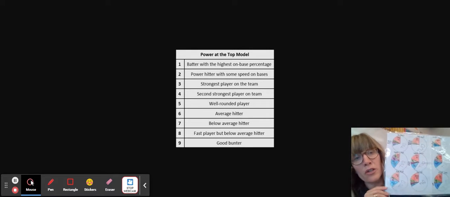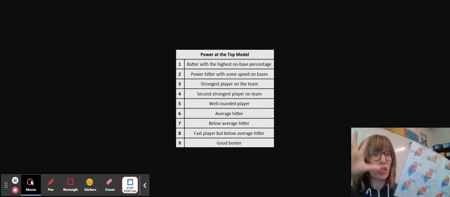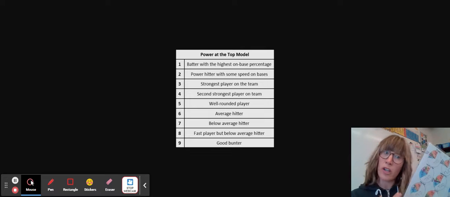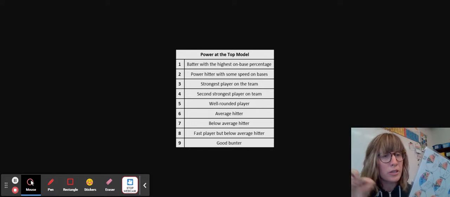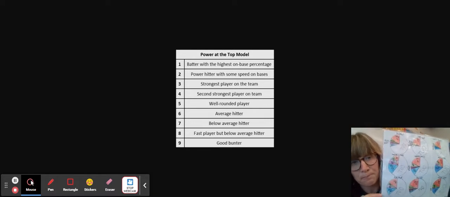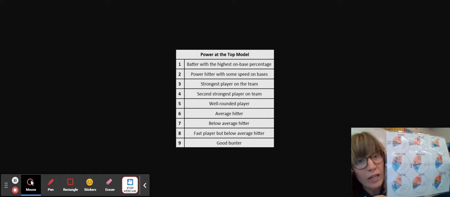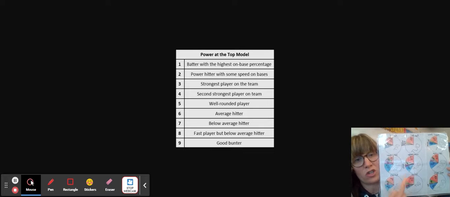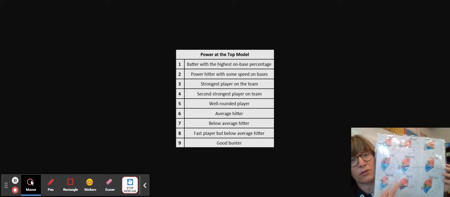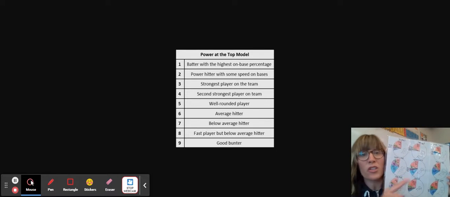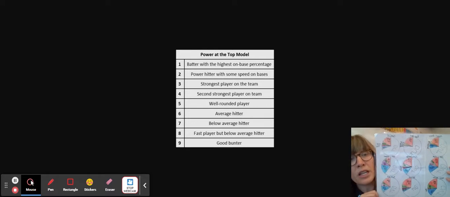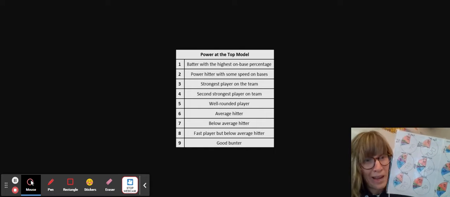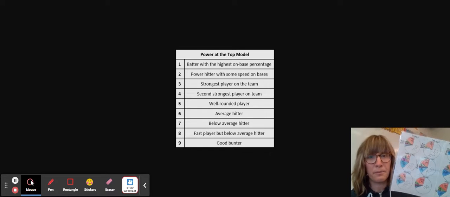So you can look at either your spinners or you can look at your yellow coaches pack at all your statistics. And if you look at your coaches pack, you're going to be looking at your totals. If you look at your spinners, you may have totals on here of their percentage, right? So of their total percentage that they have gotten on base versus that they've gotten out. So if I look at my team, if I use this power at the top model, it's one way to think about how to set a lineup.